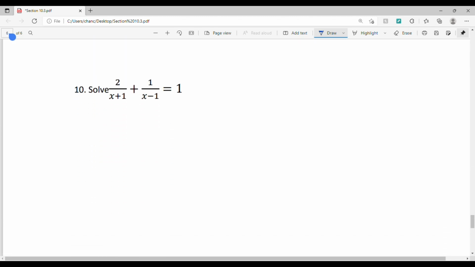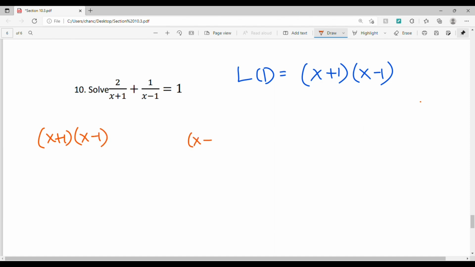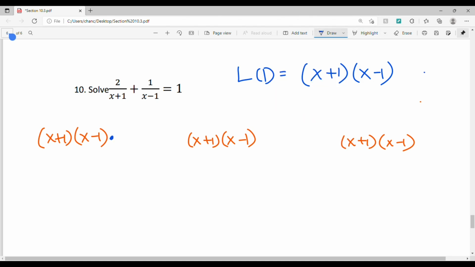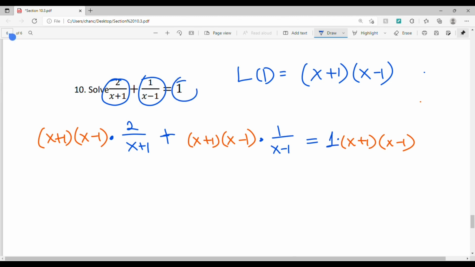One more question to go. We're going to look for the LCD. The LCD is x plus 1 times x minus 1. What do we need to do? We'll need to multiply every single term by that LCD. So I'm going to have to multiply it 3 times because there's 3 terms. So let's do this. We'll multiply the first term by the LCD. We'll multiply the second term by the LCD. And in the very right here, we'll multiply that one by that LCD.